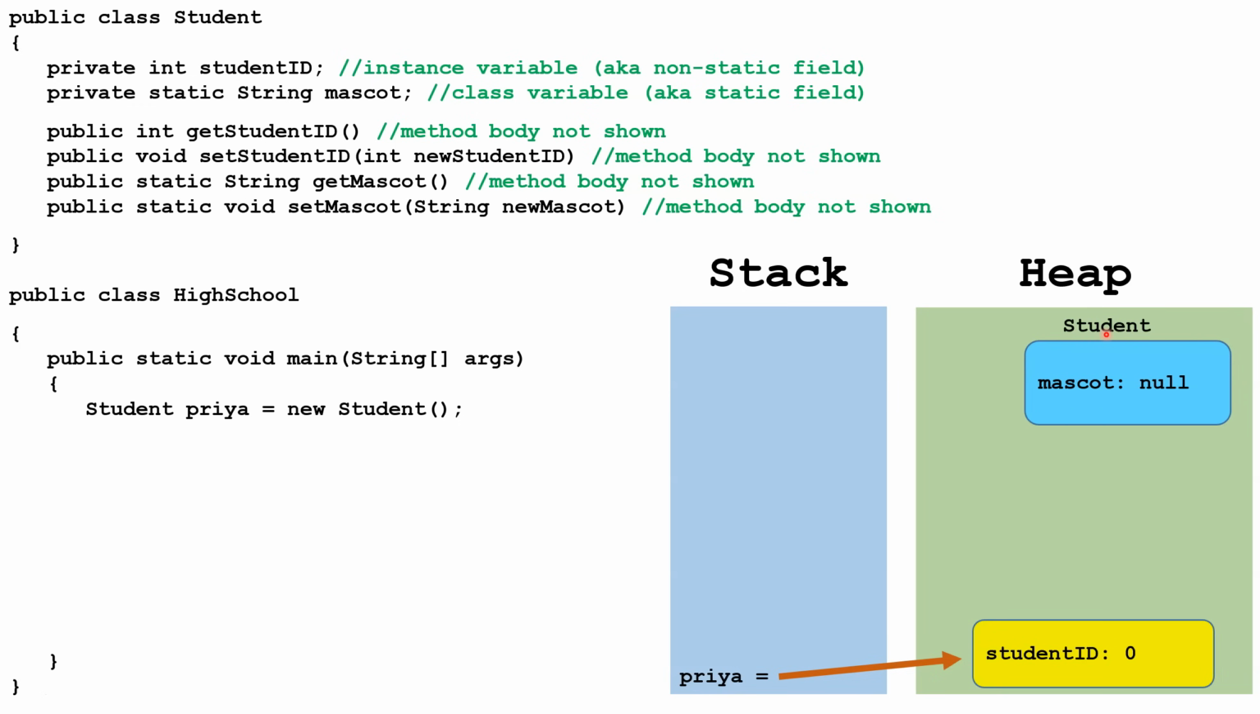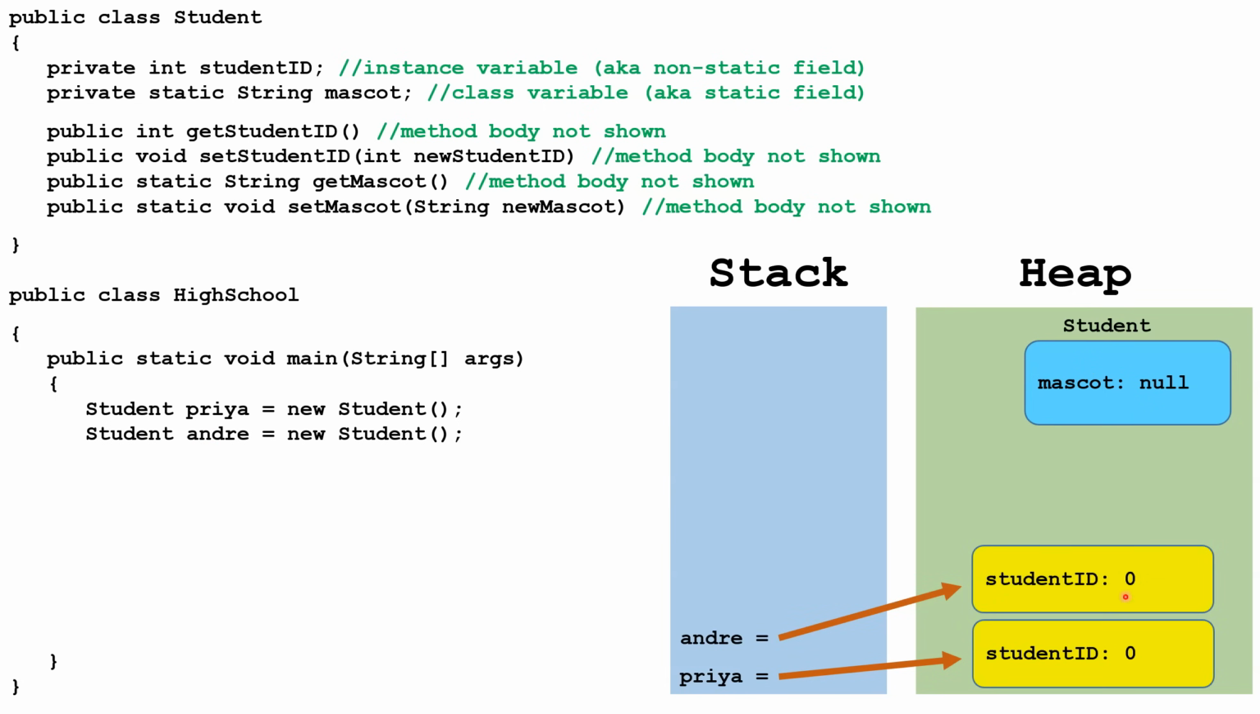And we notice our class variable we've got up here. That's because we only have one copy of the class variable, so we're going to keep it separate. The class variable is mascot. Since mascot is a string, which is an object, objects always default to null if we don't give them a value. Next, we're going to declare a new student variable, Andre, and have it point at a new instance of the student class. So we've added a new instance here, and again, it's got its own copy of the instance variable, student ID.